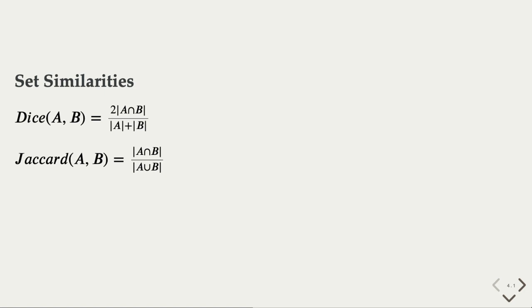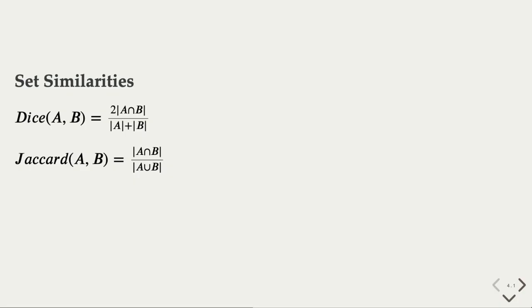Let's first look at similarities based on sets, the Dice and Jaccard coefficients. The Dice coefficient of sets A and B is 2 times the cardinality of the AB intersection divided by the sum of their cardinalities. Jaccard's coefficient is similar. It's computed by the cardinality of the AB intersection divided by the cardinality of their union.